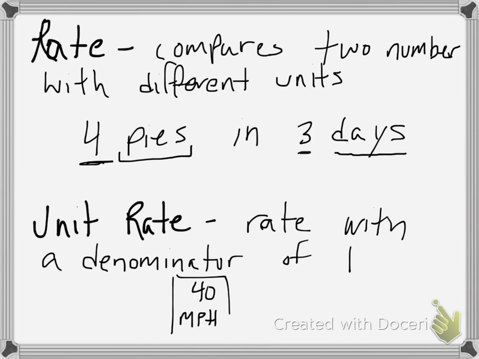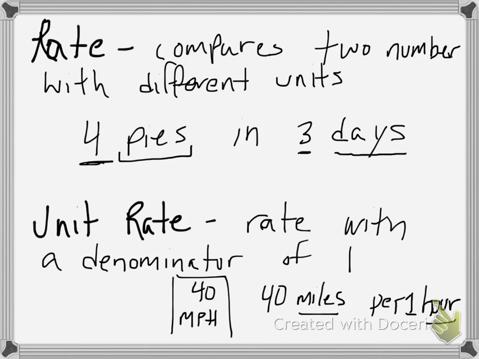And that stands for 40 miles. There's our first number and our first unit. 40 miles per hour. And we're only talking about 1 hour. It's not 40 miles per like 7 hours or something. It's 40 miles per 1 hour. So our second unit would be an hour.